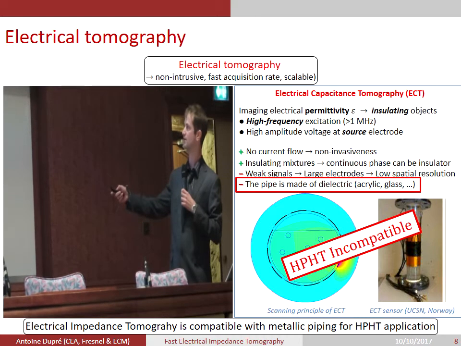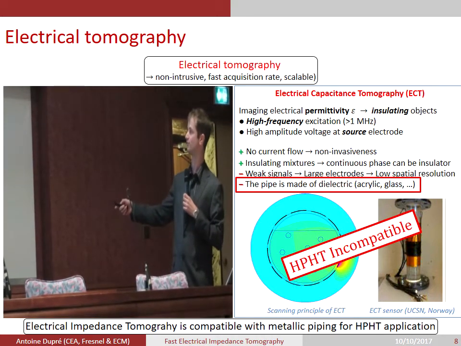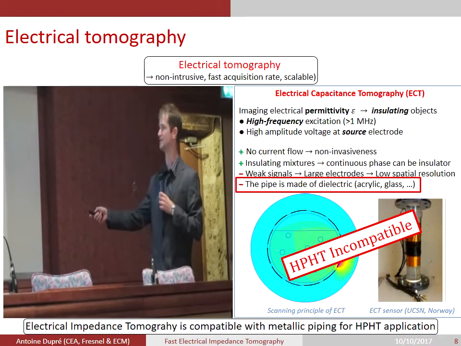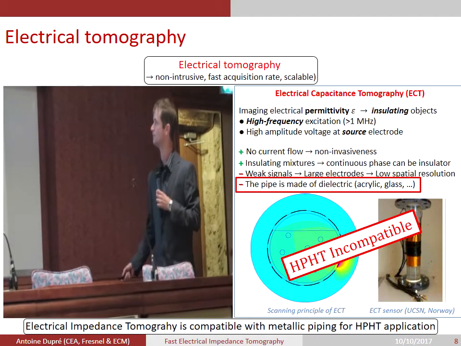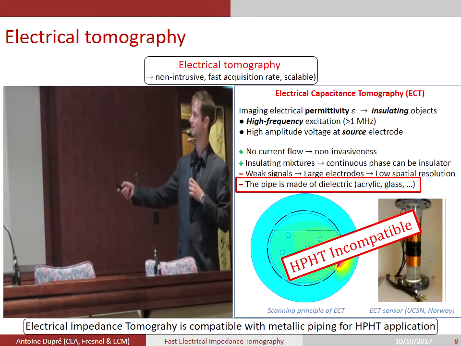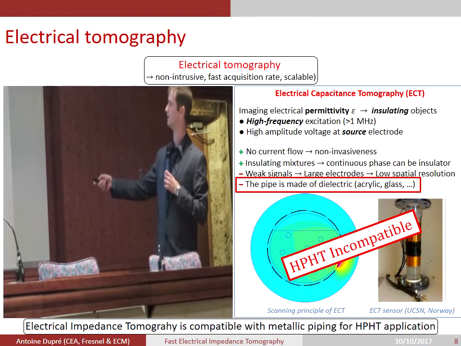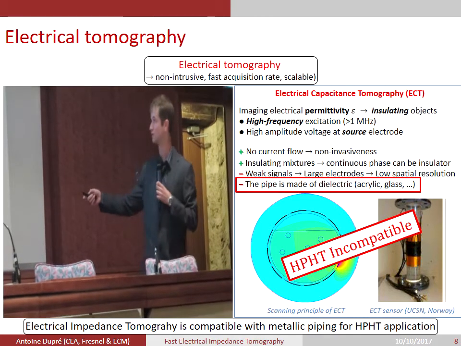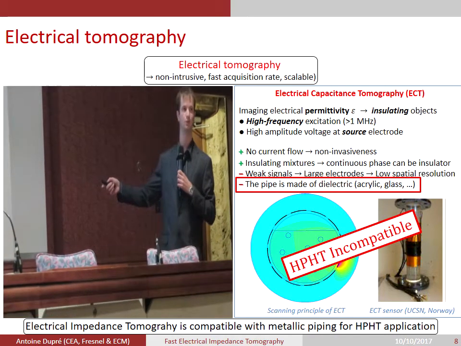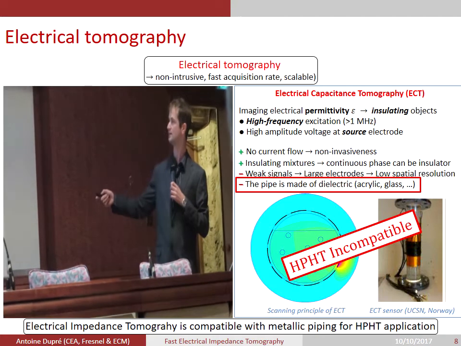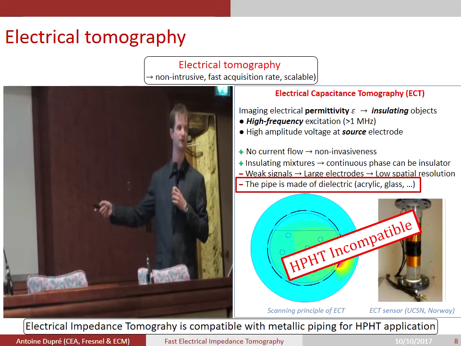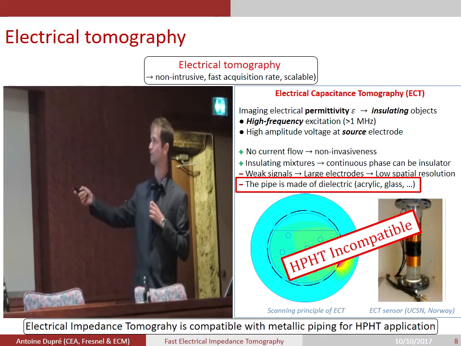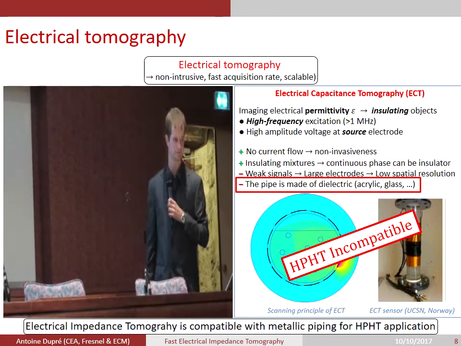Additionally, it's not possible to have a pipe made of metal because that would shield the object from the excitation you're imposing. So for this very last reason, I've concluded that it didn't meet the requirements for the high pressure high temperature applications, which is that I need to have compatibility with a metallic enclosure. And therefore I've opted for electrical impedance tomography.